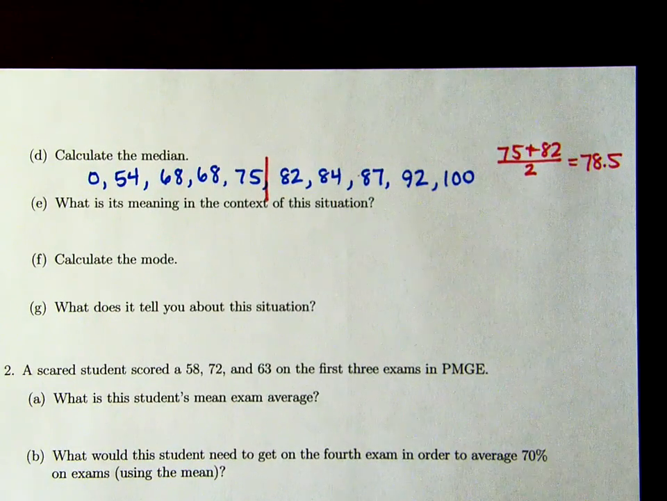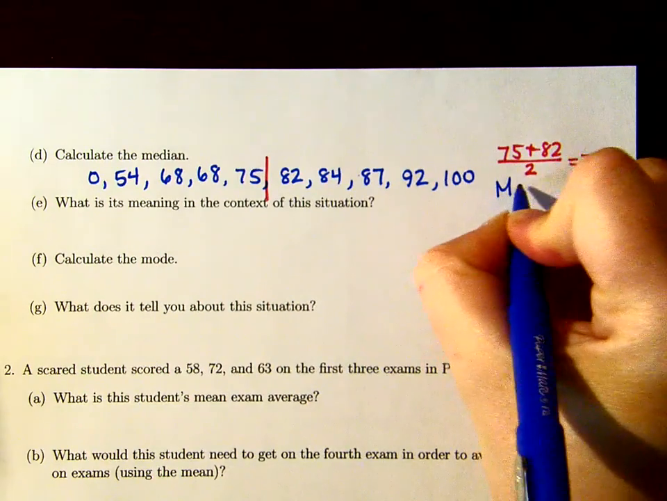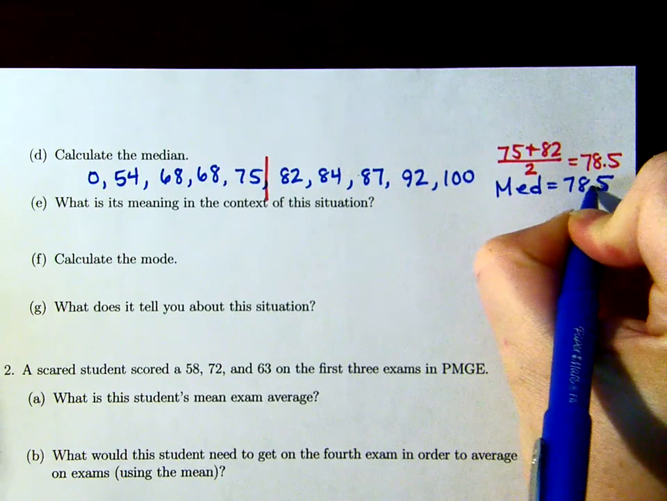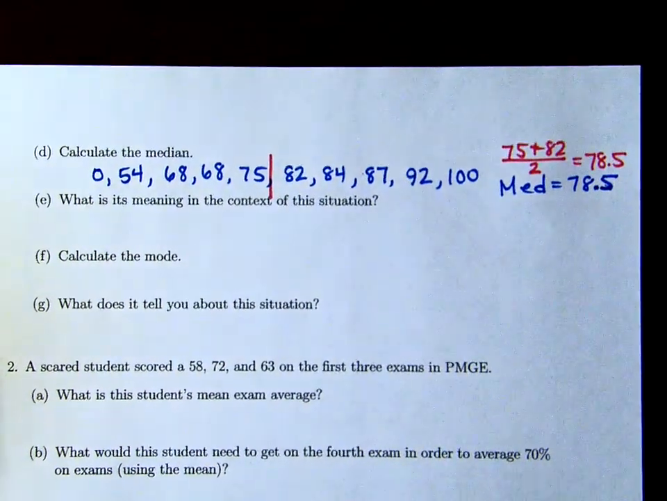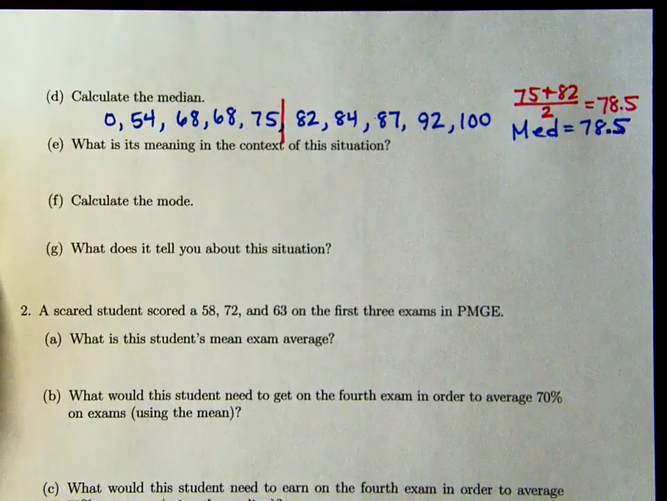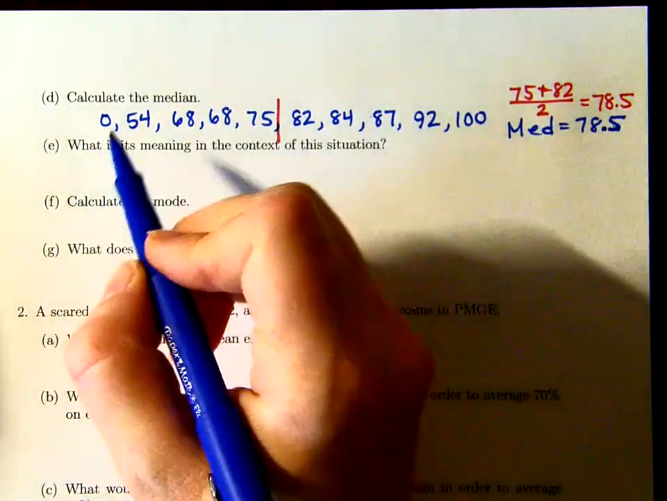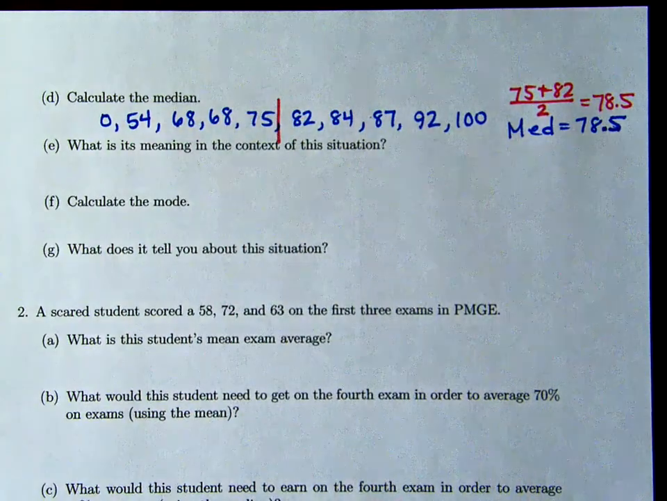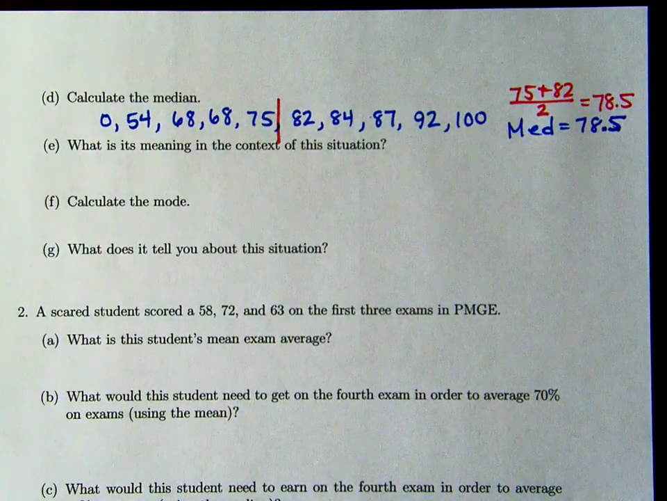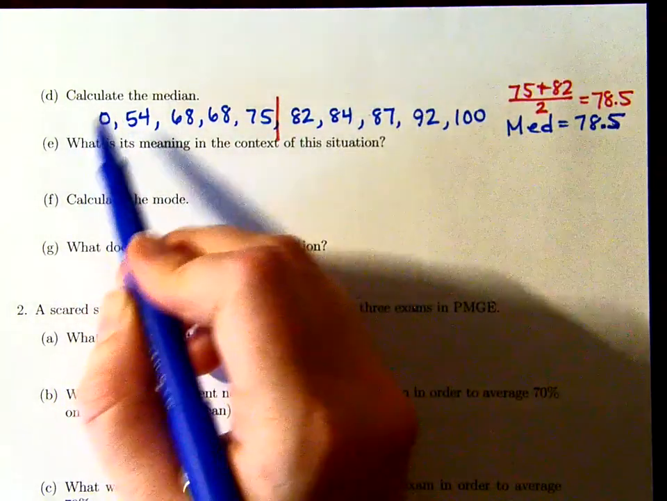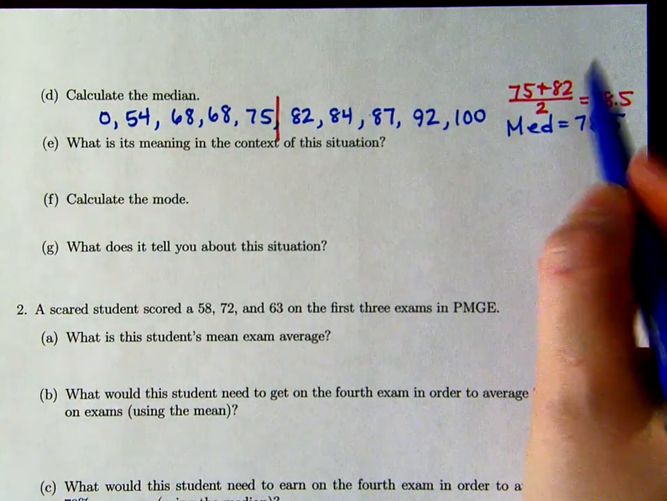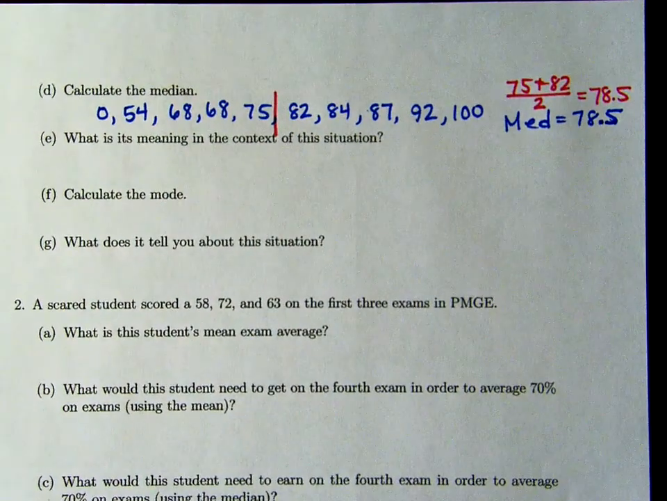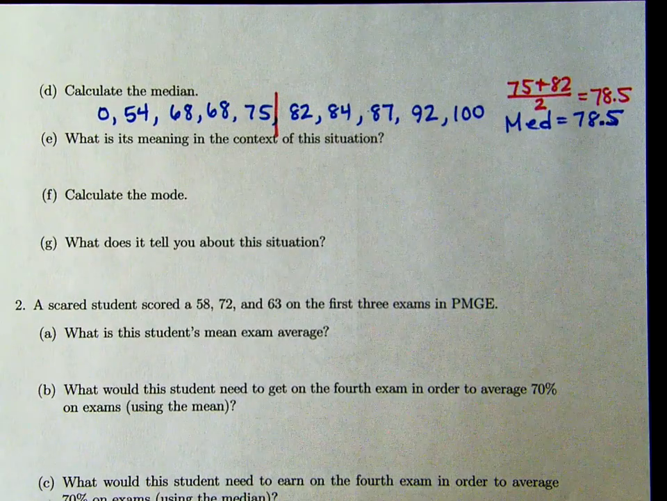So calculate the median. The median equals 78.5. And that even includes the 0. So the middle is right around 78.5. That's much different than the 71% that included this 0, that extreme value. So this was much more resistant to this 0 low score. What is the meaning of this in the context of the situation?